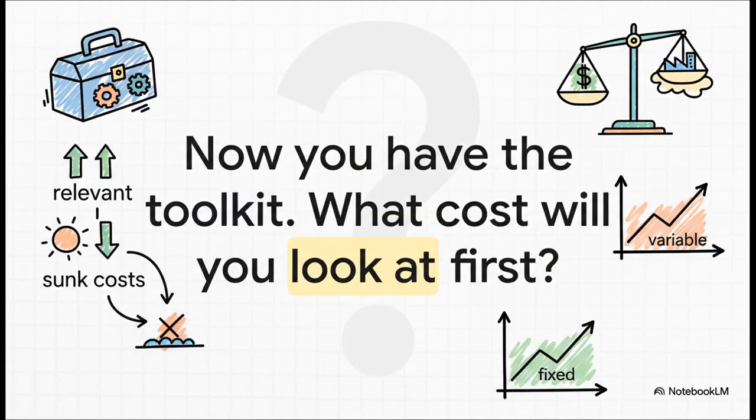So there you have it, a practical, no-nonsense toolkit for seeing your business costs in a whole new light. We've talked direct versus indirect, fixed versus variable, and that all-important filter of relevant versus sunk costs. So the only real question left is, now that you have these new lenses, what's the first cost in your business, or even in your life, that you're going to look at completely differently?